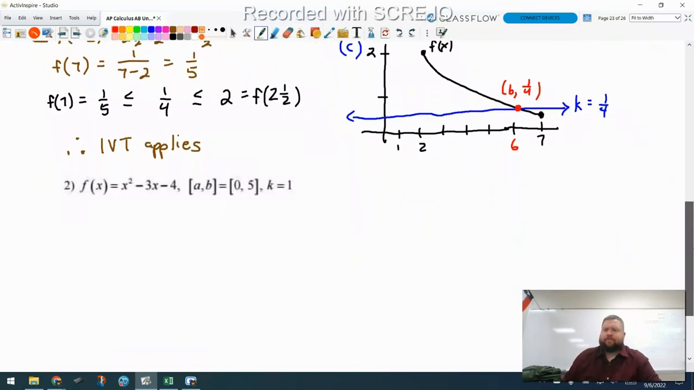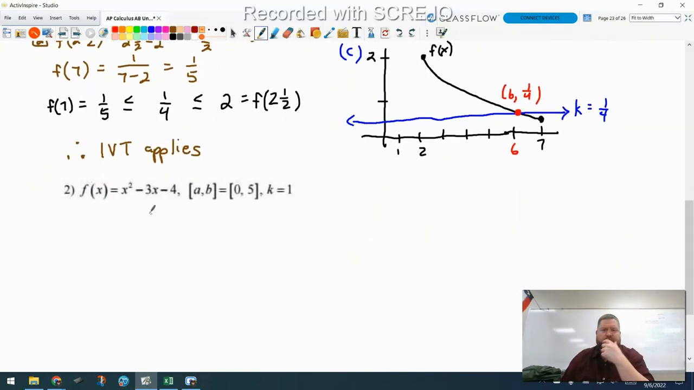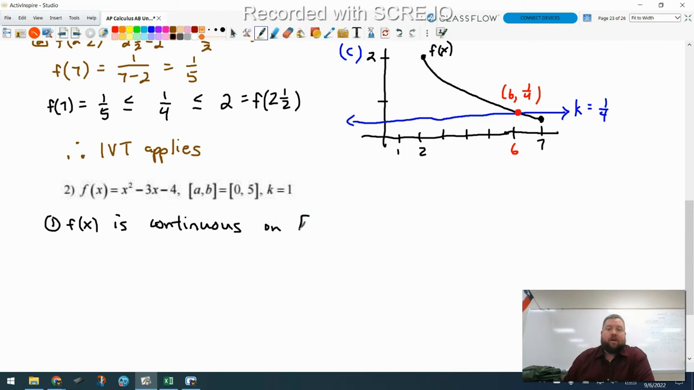All right, let's try another one. So this one, we have a quadratic equation. Okay, so on this one, quadratic equations are always continuous. So we just say f of x is continuous, and you can stop right there. That is true. F of x is continuous because it is continuous everywhere. But I would like you to say on 0 to 5, just to get in the habit of always saying on the interval. All right, number 2, we need to find our y values, f of 0. Okay, 0 squared minus 4, so negative 4, and then f of 5.